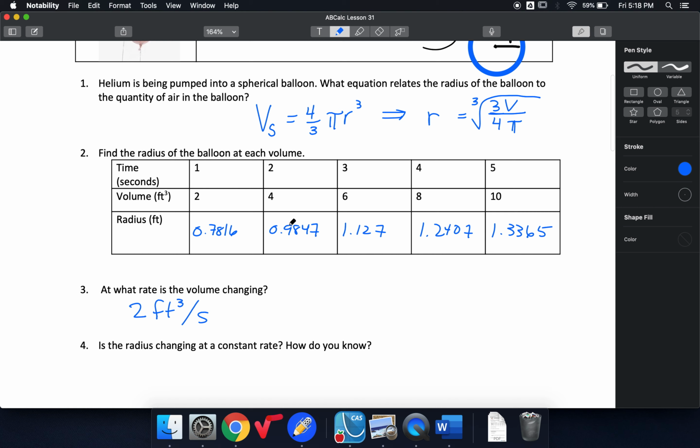Well, I can find the difference between all of these. This one looks to be about 0.2. Over here, it's not quite 0.2 because that would put me up at 1.18. Definitely not 0.2 here because now I'm going up by about 0.12. So no, the difference isn't the same.